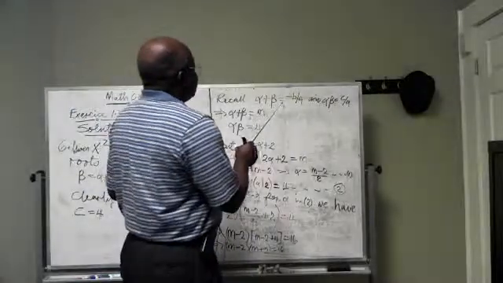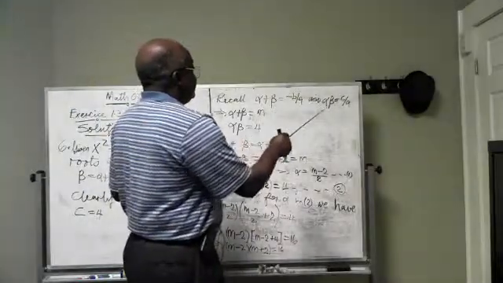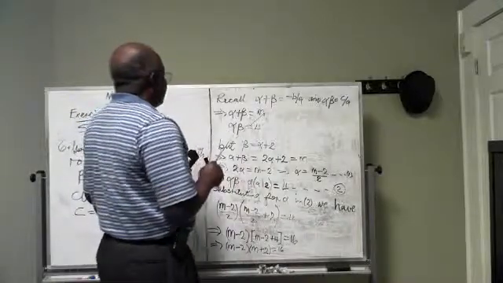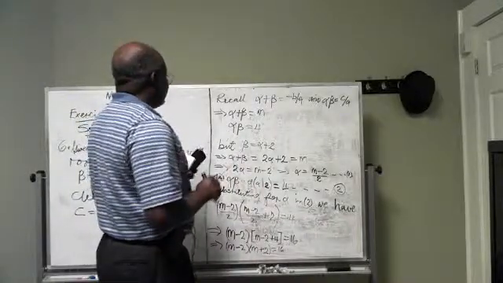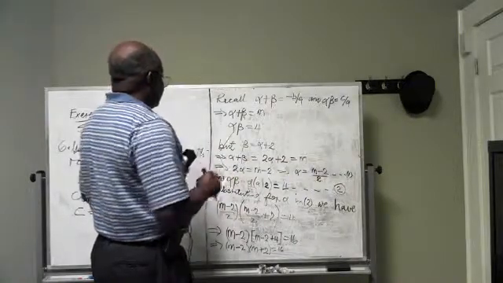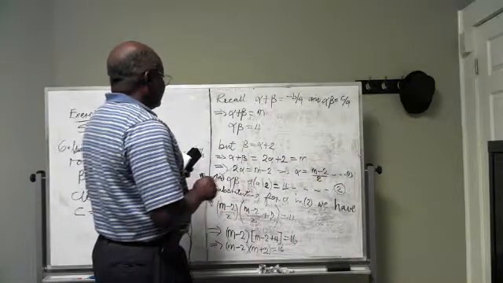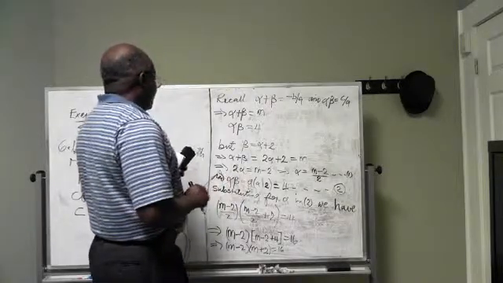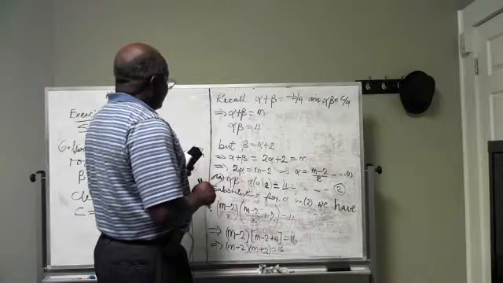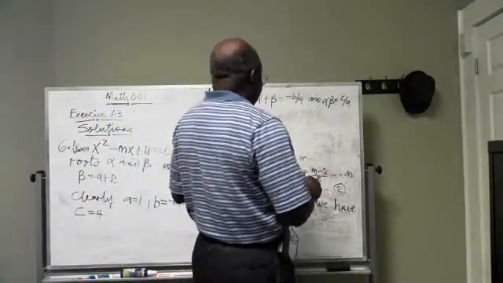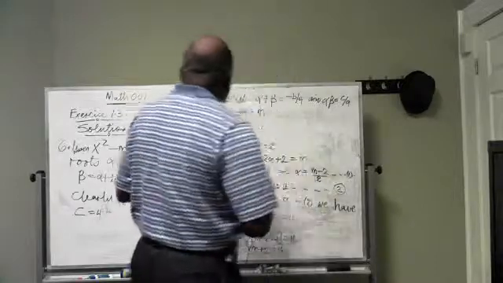Recall alpha plus beta equals minus b over a, and alpha beta equals c over a, which implies alpha plus beta equals m and alpha beta equals 4. But beta equals alpha plus 2, so if we substitute that inside this, we have alpha plus beta equals 2 alpha plus 2 equals m, which further goes down to 2 alpha equals m minus 2, implying alpha equals m minus 2 over 2. That's equation 1.